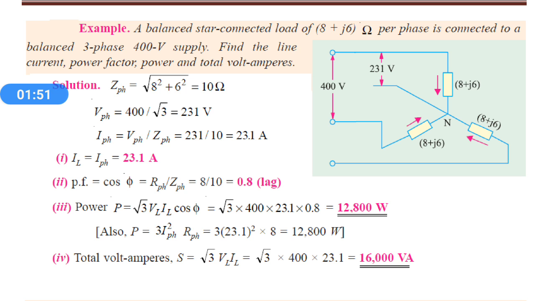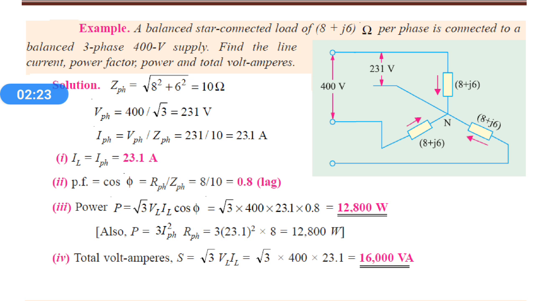First we are going to find the per phase impedance, that is Z phase. Z phase equals root of R square plus XL square. Here R is 8 ohm and XL is 6. So root of 8 square plus 6 square. The answer is 10 ohm. That is the impedance per phase. Each phase has 10 ohm impedance. All are balanced connections, so all the phases have the same impedance, 10 ohm.